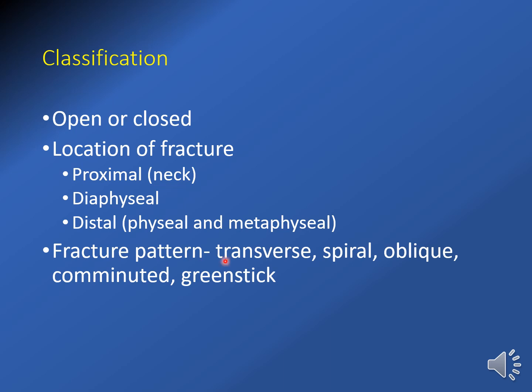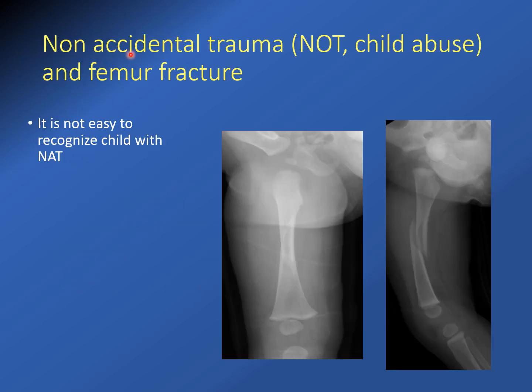Also, the fracture can be classified according to the fracture pattern. Common fracture patterns are either transverse, spiral, or oblique. Also, it can be comminuted or greenstick. In the next few slides, we're going to speak about non-accidental trauma, or what's commonly known as child abuse, and its relation to femur fracture.